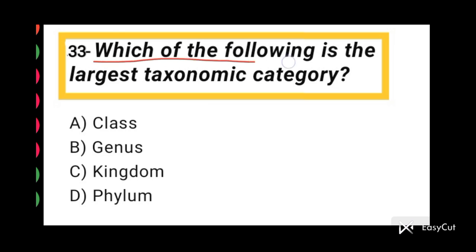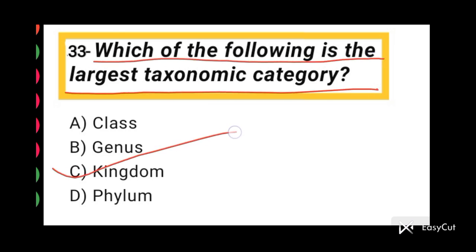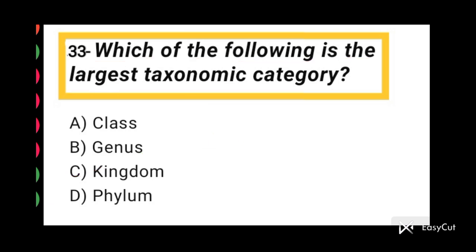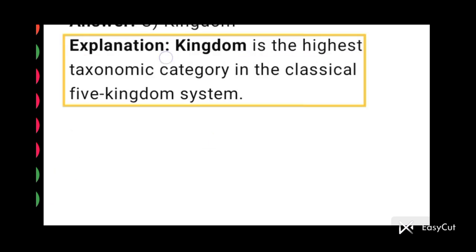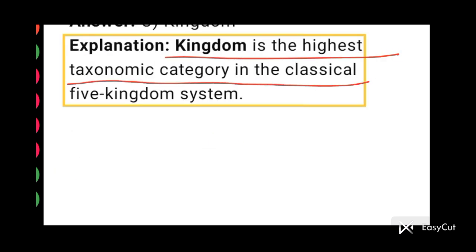Question number 33. Which of the following is the largest taxonomic category? Kingdom is the largest taxonomic category. So option C is correct for question number 33. Kingdom is the highest taxonomic category in the classical 5-kingdom system.